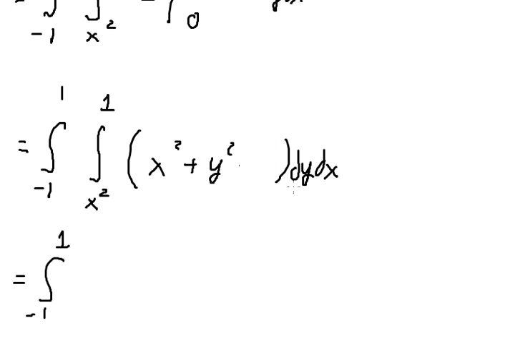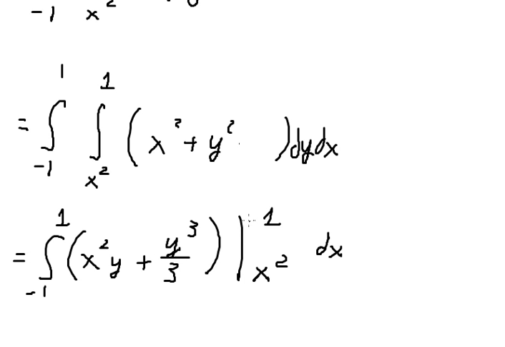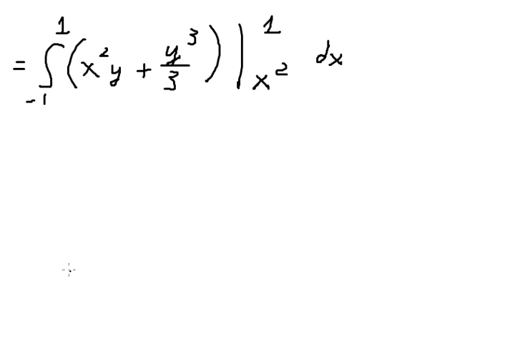The integration of dy with s squared, we have s squared y. About this one, we have y to the power of 3 over 3. And then we put the bounds from s squared to 1. So I will put 1 in here and s squared in here.